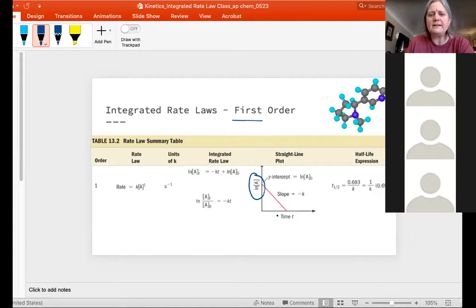Hopefully you've done that. They're not that different than regular logs, and you're probably not even going to have to use them, but I would just know how to put them in your calculator. Just let me know if you have it and I can find some little thing on them.